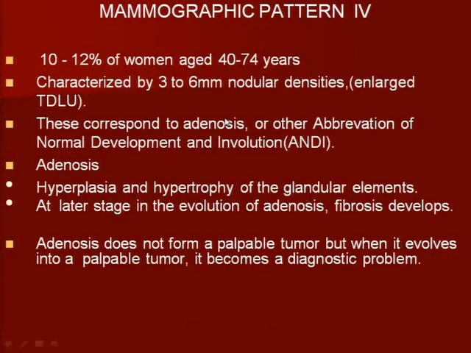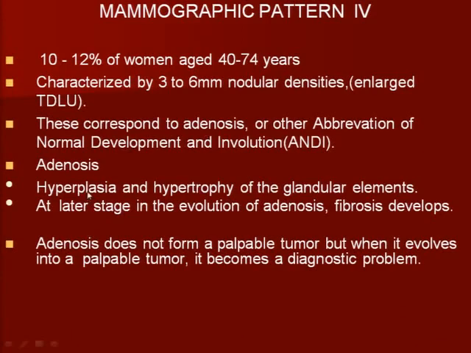Type 4, 10 to 12%, is seen around the 40 to 75-year-old asymptomatic women. All these breasts I'm talking about are in asymptomatic women. They are characterized by nodules, 3 to 6 millimeter nodular densities. What are the nodular densities? They are enlarged terminal ductal lobular units. So these are the ones that you're seeing. If they enlarge, they correspond to adenosis.